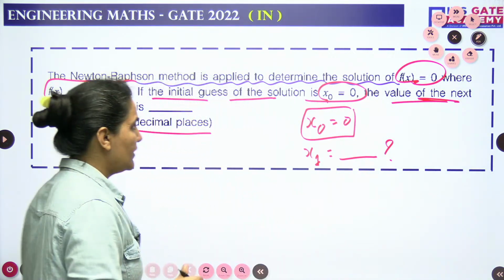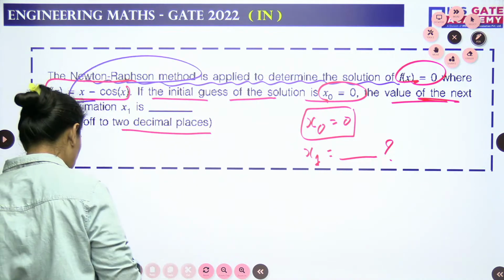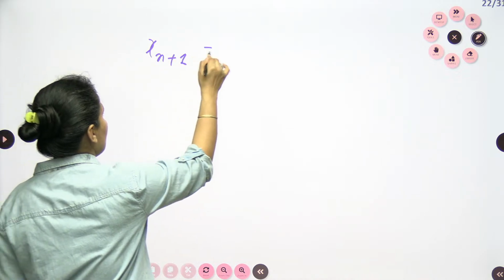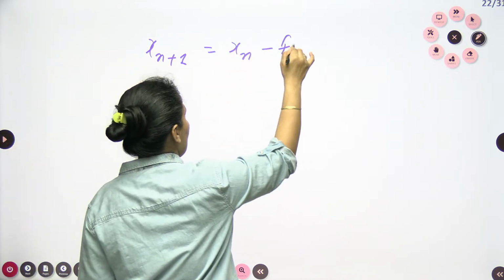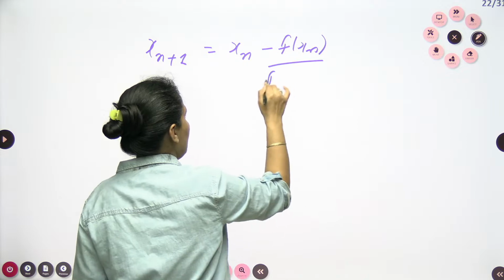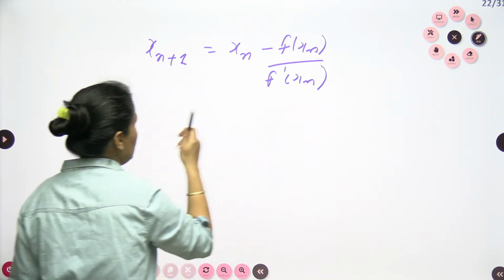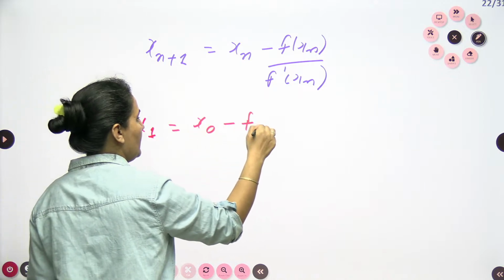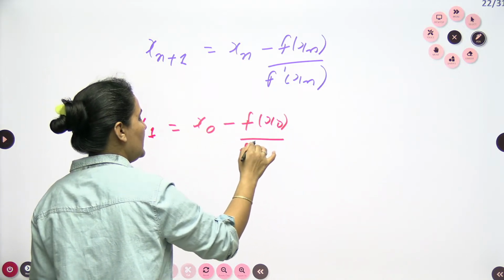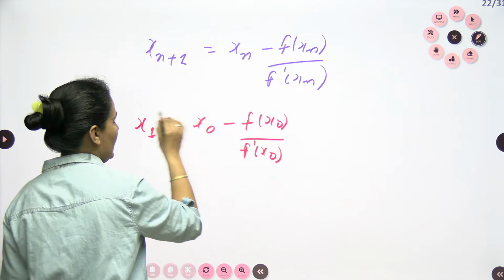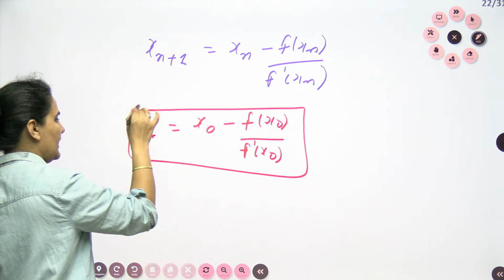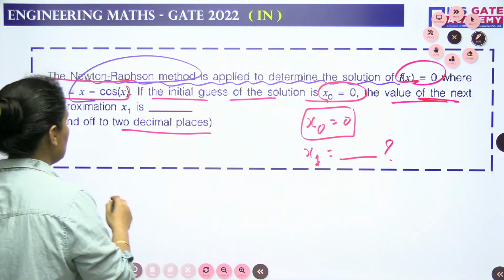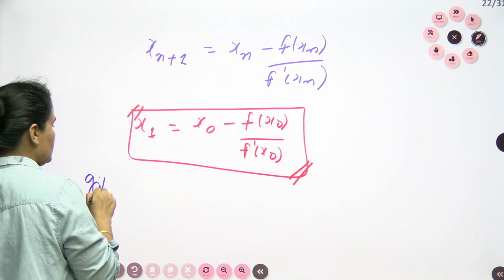Let's approach it. First of all, I need to use the Newton-Raphson method. We know very well that x(n+1) = xn - f(xn)/f'(xn). So if you want to find x1, it should be x0 - f(x0)/f'(x0), the derivative of the function at x = x0. This should be your root for x1. Okay, we have the function now. What is given to us? We will use that function.